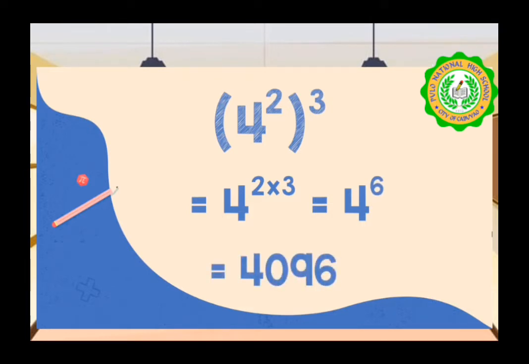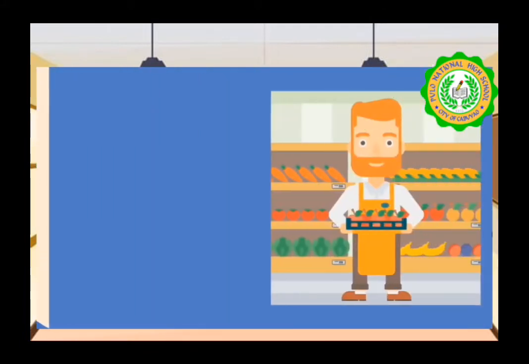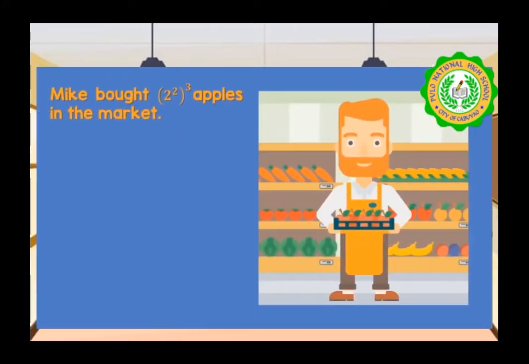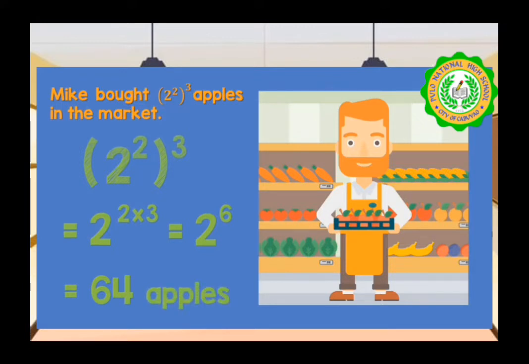Now, for another example, Mike bought 2 raised to the power of 2, raised to the power of 3 apples in the market. How many apples did Mike buy? So the equation 2 raised to the power of 2, raised to the power of 3, is equal to 2 raised to the power of 2 times 3. Then the equation will become 2 raised to the power of 6, which is equal to 64. Therefore, Mike bought 64 apples.